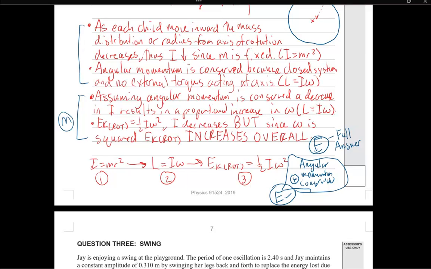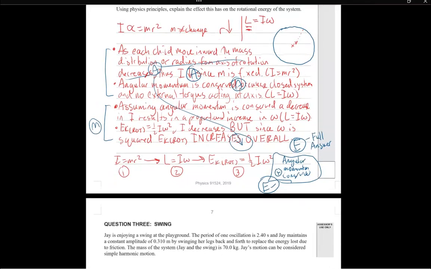So recognizes that inertia decreases here, or recognizes that the angular momentum is conserved, so here, or recognizes that the angular velocity increases because mass is getting closer to the center. So sort of like this part here, but you also have to link it to here. Right, that is question 2 done.